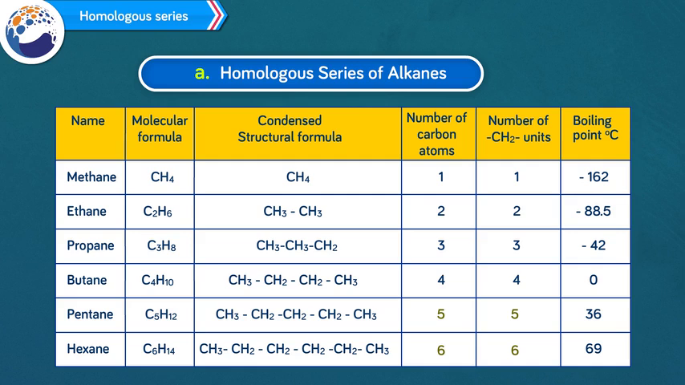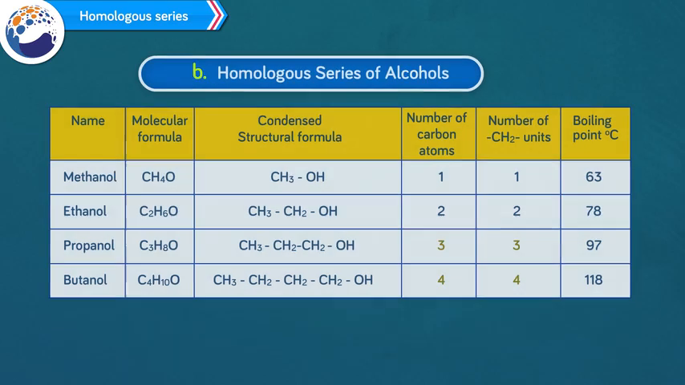Butane, molecular formula C4H10, structural formula CH3CH2CH2CH3. Number of carbon atoms 4, number of CH2 units 4. Boiling point is 0. B. Homologous series of alcohols. Methanol, molecular formula CH4O, structural formula CH3OH. Number of carbon atoms 1. Number of CH2 units 1. Boiling point is 63.